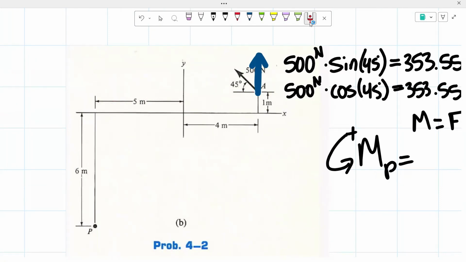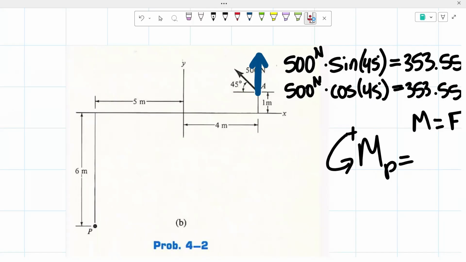So our distance is going to be all of this. And as you can see, from our force to this y-axis, we have 4 meters. And from this y-axis to our point P, that's 5 meters. So that's going to be a total of 9 meters. So our distance here is 9 meters. Now we just have to figure out if that's going to create a positive or a negative moment.